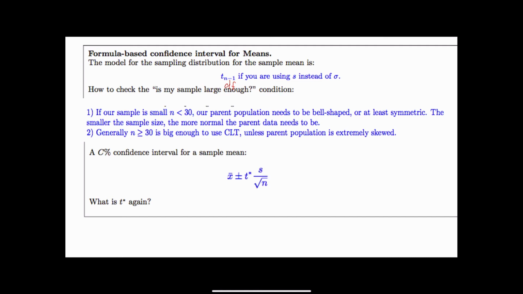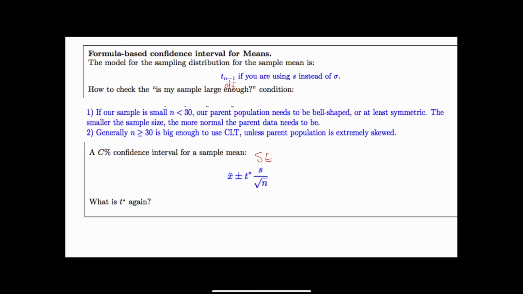Okay, a C% confidence interval works like this. The center is the sample statistic, x bar, and then this thing called t star, which is a very similar idea to z star, except we're using the t-distribution. And that's going to be times the standard error, which is s over the square root of n. Notice if it was sigma, we could use the normal distribution, and we would have a z star there, but we can't use the normal distribution because we don't know sigma.